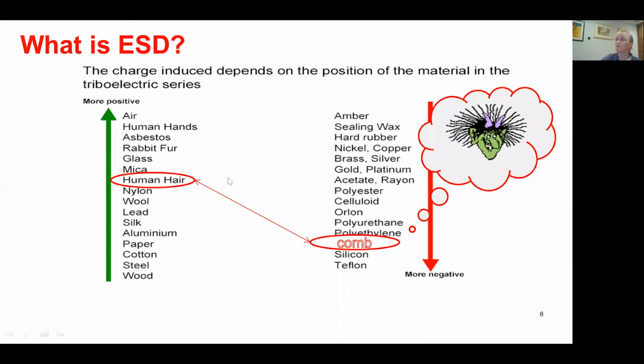We can look to see how we might interpret this. Like the human hair, I'm sure we've all had experiences, especially in an area of low humidity. When it's very dry, a plastic comb through your hair can easily start your day with a very bad hair day. So the human hair is on the more positive side of the triboelectric series, and plastic is on the more negative side. And this results in the charging effect.